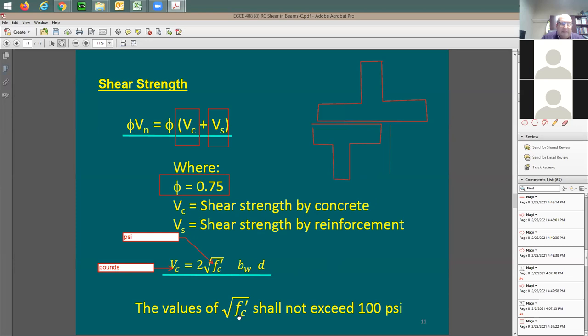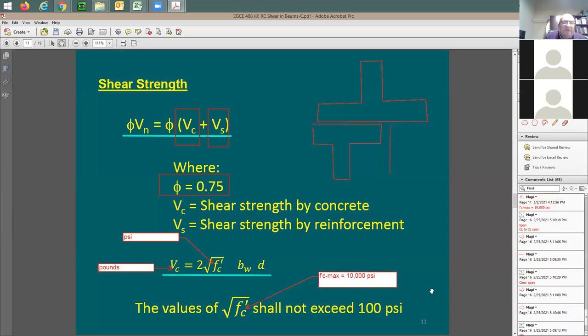And there is a limit here. It says maximum square root of f prime c is going to be 100 psi, which means maximum f prime c is going to be what? You can say f prime c max is going to be equal to 10,000 psi. So what happens if you have 12,000? Well, the square root of 12,000 is going to be limited to 100. So it's true that you're going to have a value higher than 100 psi, but at the end, you're going to be using 100 psi as a max.